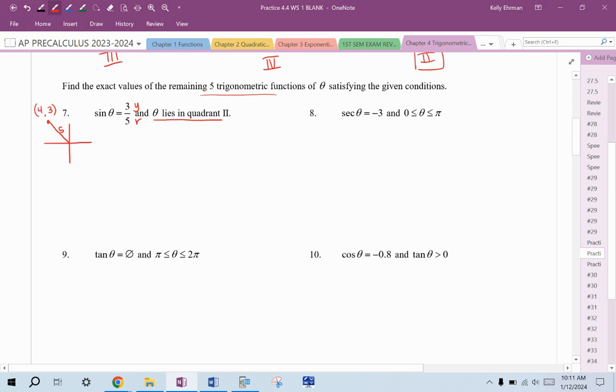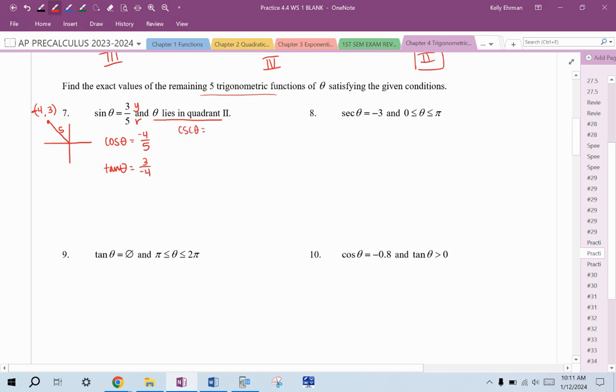But I need to be careful here. I'm in quadrant 2, so x is negative 4, right? Because I'd go left 4 and up 3. All right, and that's why the quadrant matters. So you know what to make negative and what to make positive. So cosine theta is negative 4 over 5. Tangent theta is 3 over negative 4.